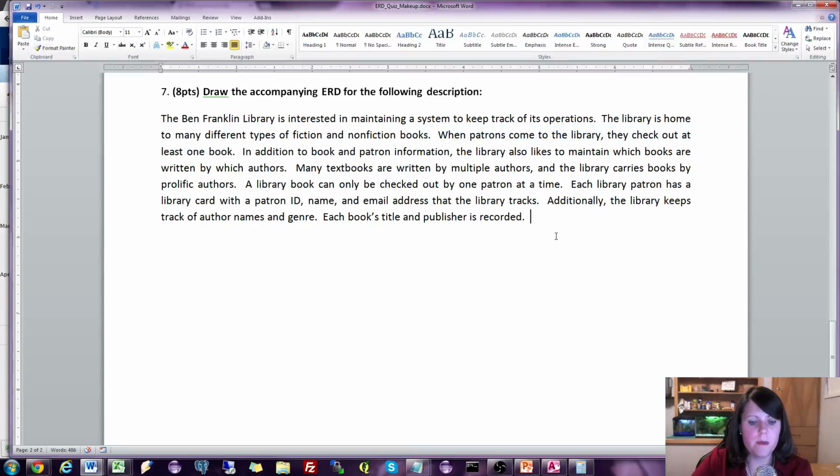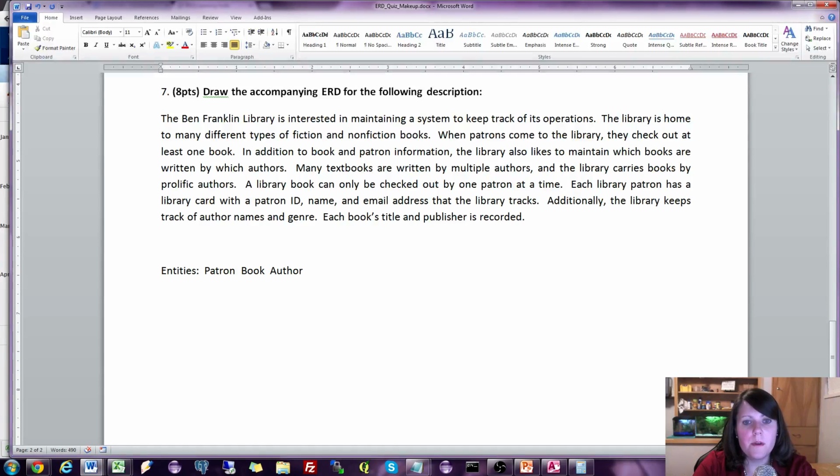So I'm thinking maybe, so entities. So I've already got patron and book, okay? In addition to book and patron information, so there you go, the library also likes to maintain which books are written by which authors. So it looks like I also have author data that I'm storing. Okay, and then many textbooks are written by multiple authors, and the library carries books by prolific authors. So prolific here meaning that they've written many books.